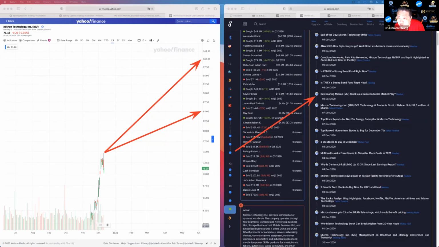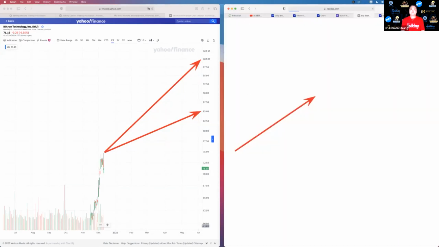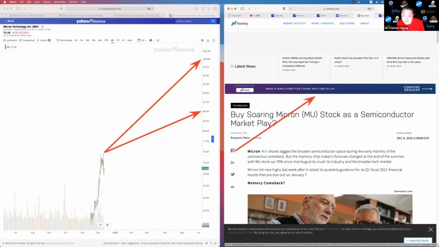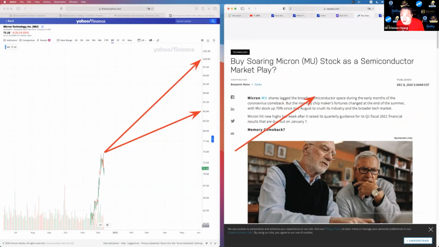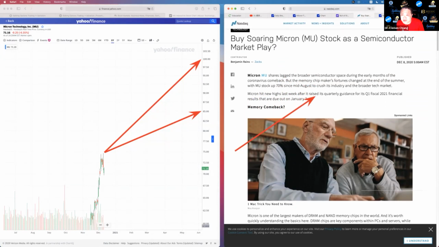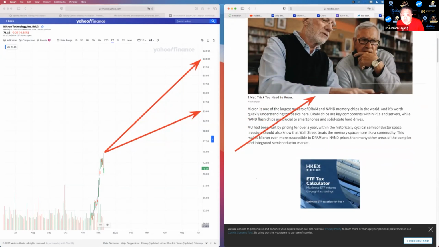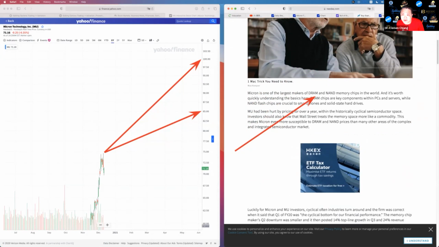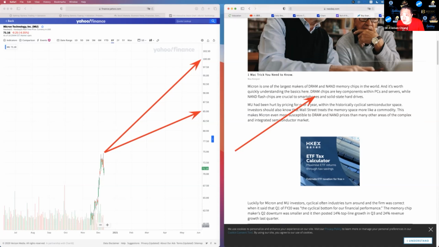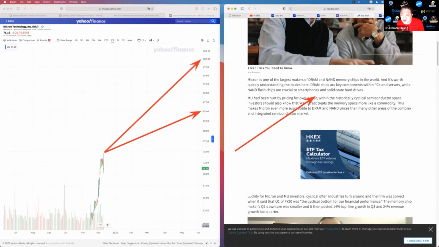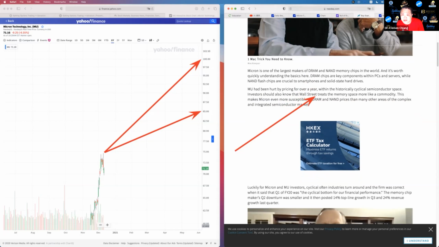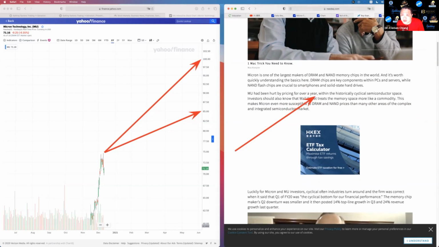Buy soaring Micron stock as a semiconductor market play, 8 December. Here we go. All right. I need to find my ultimate reason. Memory comeback. Micron is one of the largest makers of DRAM and NAND memory chips. Okay. Has been hurt by pricing for over 1 year.